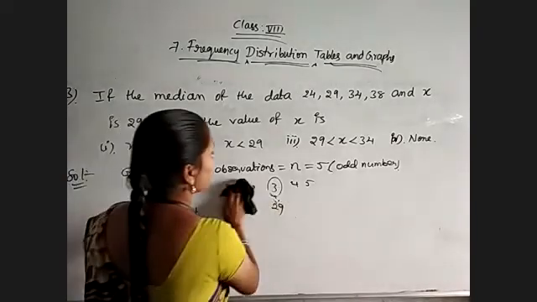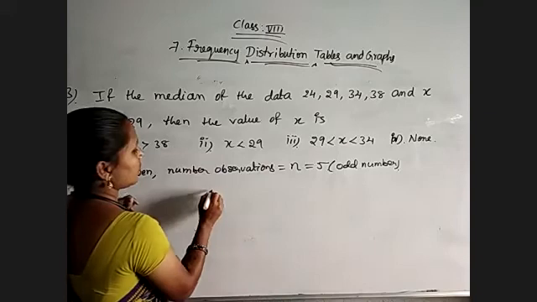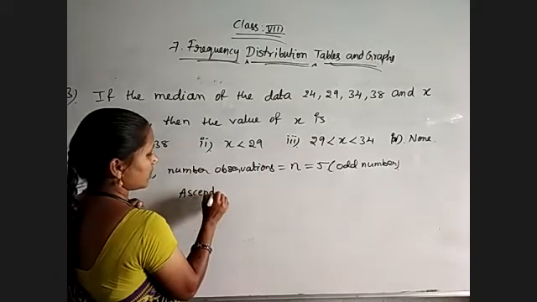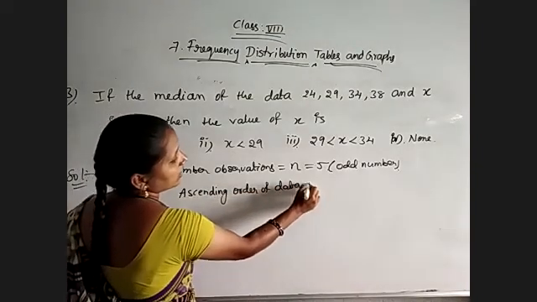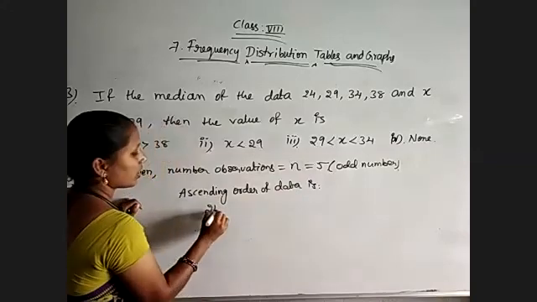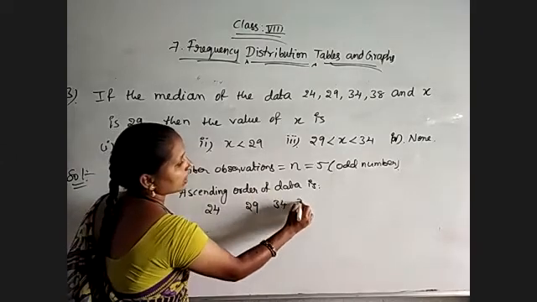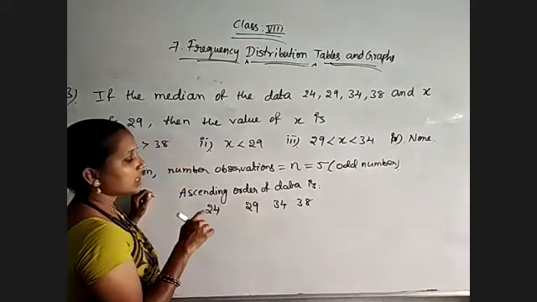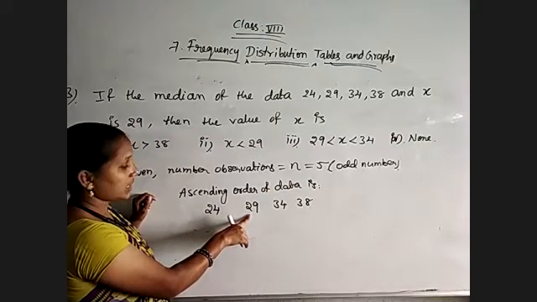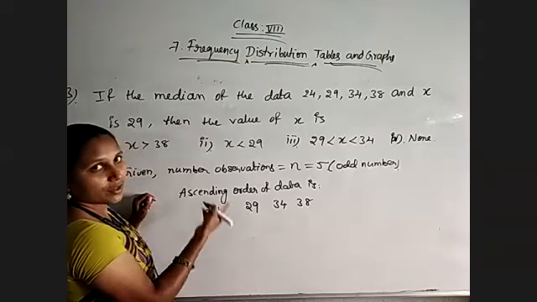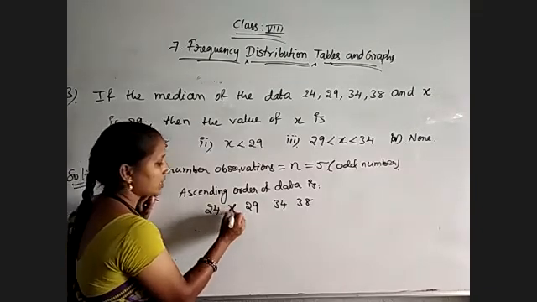Okay, so just see. First of all, write the given observations in order, ascending order or descending order, whatever. Ascending order of data is 24, next smaller number 29, next value is 34, 38, and x given. See, if 29 is the third term, then only we will get the median. That means x may be more than 24 or lesser than 24, but it must be lesser than 29.